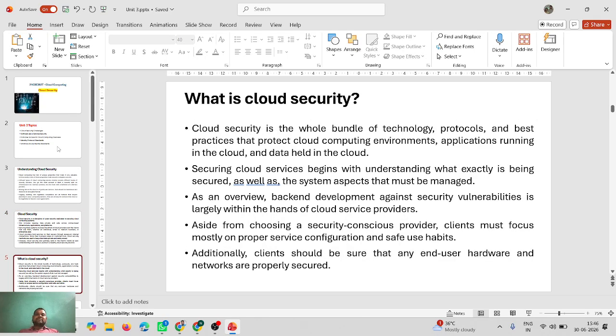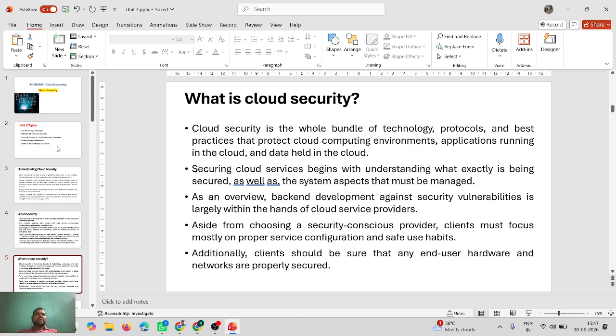So cloud security is a set of technology protocols and best practices that protect the cloud computing environment, applications running on the cloud, data, memory, CPU, servers, and data centers. Cloud security is a single word, but it comprises a bunch of technologies, protocols, best practices, legislative policies, and agreements, right? To protect all the cloud computing systems, right?